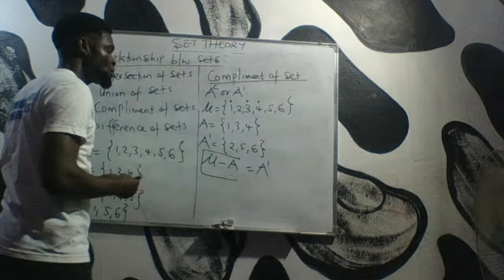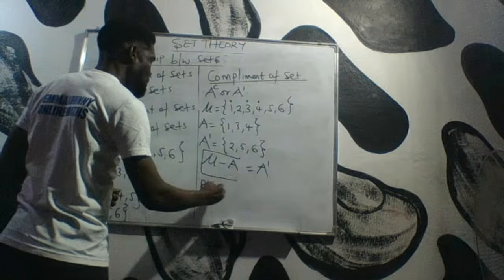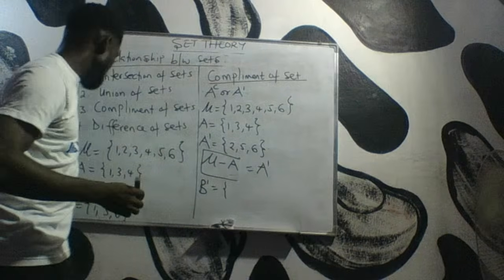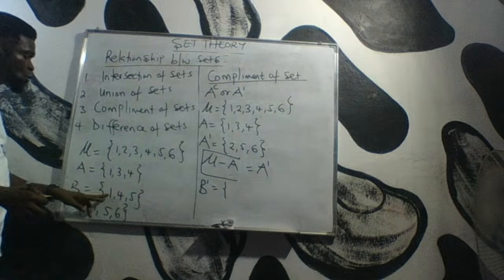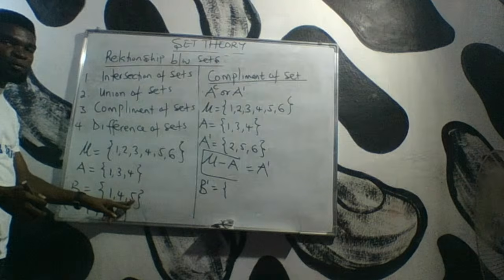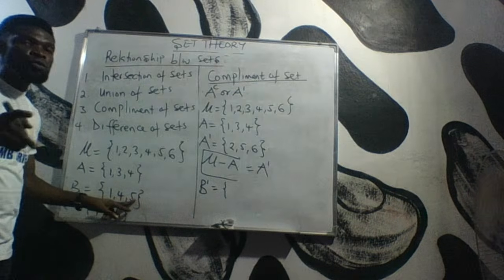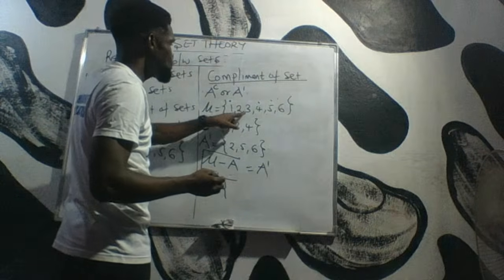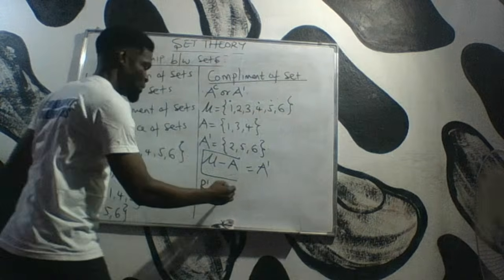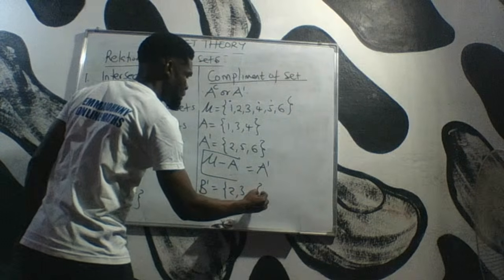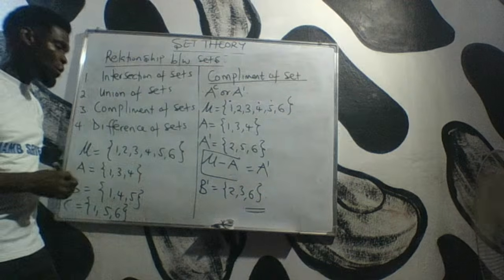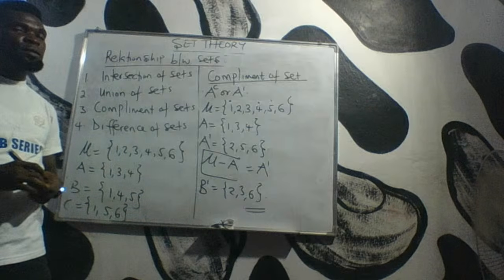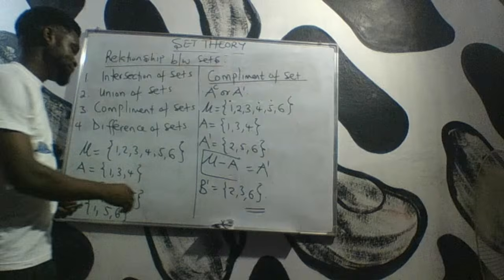Okay, with that understanding, let us find B complement. What are the elements of B? They are 1, 4, and 5. So go to the universal set, remove 1, 4, and 5. You will be left with 2, 3, and 6. That gives you the complement of set B. That is how to find the complement of set. It's as simple as that.